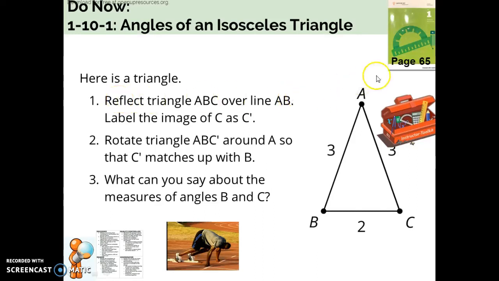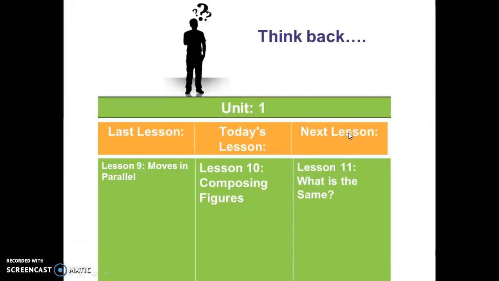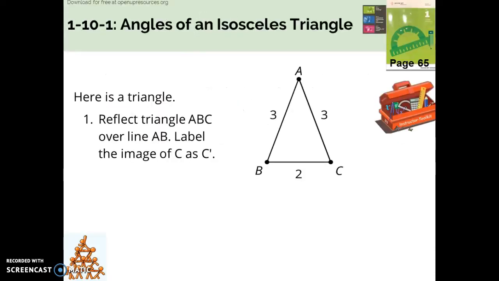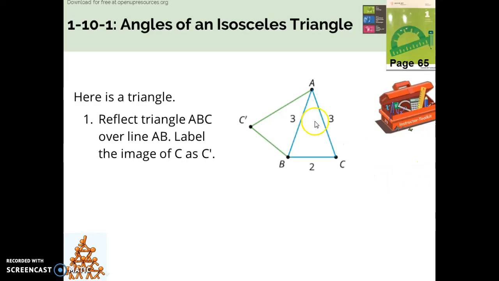If you were absent today, we started on page 65, and what we did is we reflected triangle ABC over the line AB, and we created the C to match C prime, okay? That sounds a little confusing, but what you're doing is you're using this line right here as reflection, and you will be flipping your paper over. And what you're going to end up with is an image that looks like this. C now matches up with C prime, B now B, and A now A. And that's because you take this triangle and you flip it over this line.